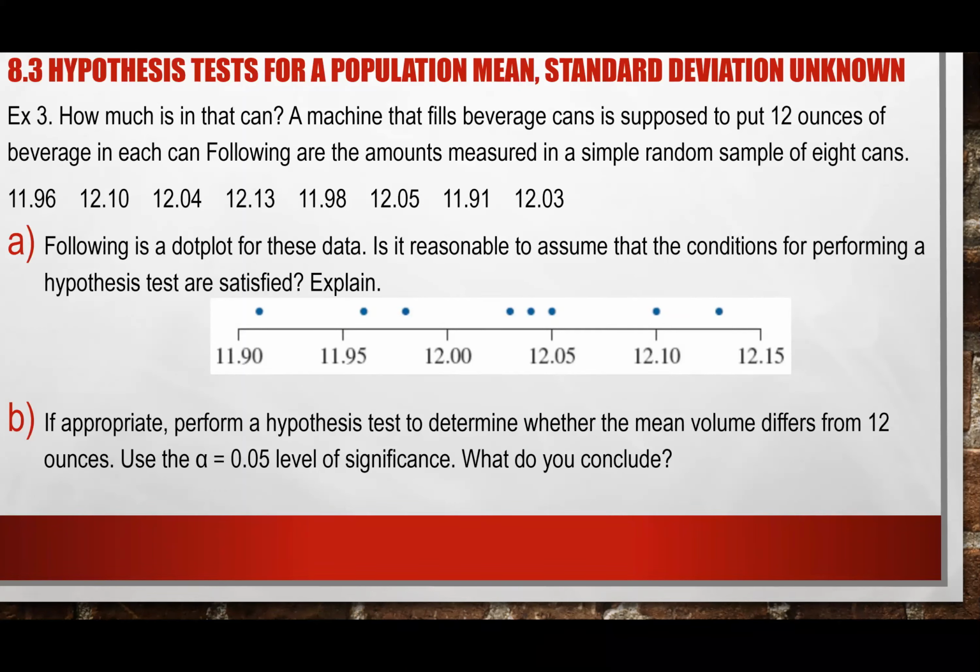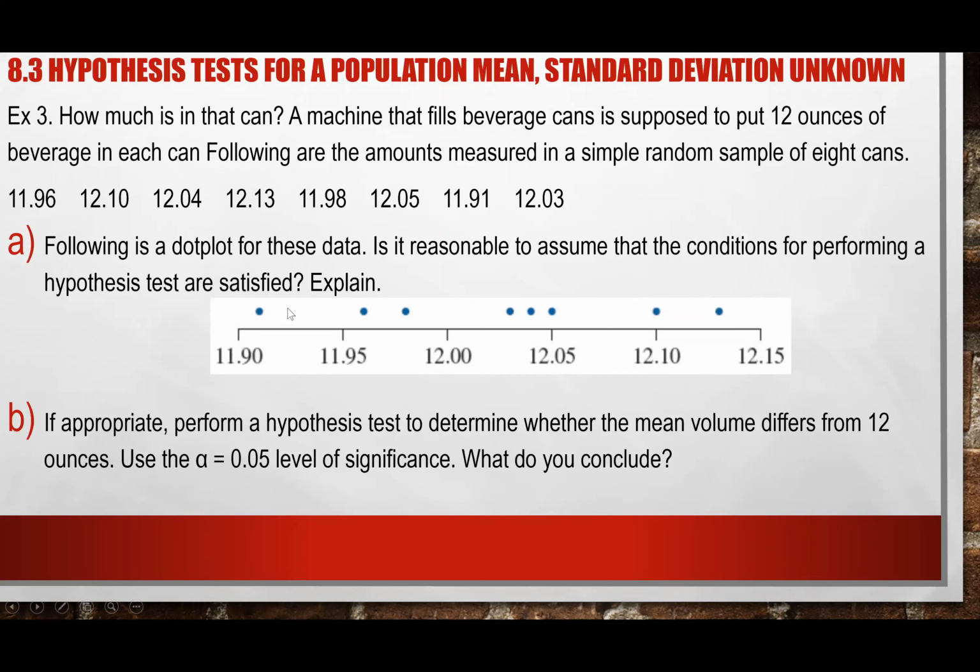Okay, so looking at this, how much is in that can? A machine fills, let's say a machine that puts in the Coke, the 12-ounce Coke can. They fill in 12 ounces, and they want to measure, is this machine filling the right amount? So they take out a sample of cans, which is this raw data. Some cans have 11.96, some cans have 12.04, and so on and so forth.